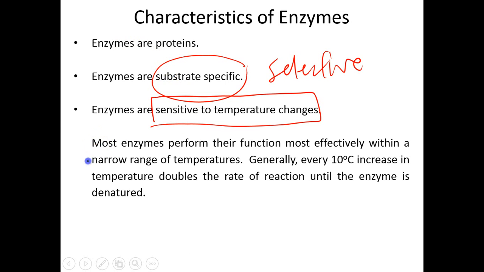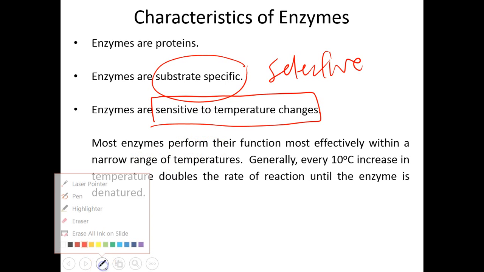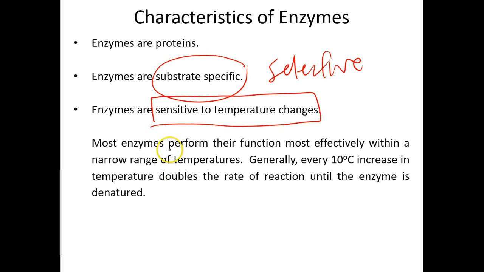And as a result, because they are made of proteins, most of them function most effectively within a narrow range of temperatures, and generally this is about body temperature, and with every 10 degrees increase in temperature, the rate doubles until the enzyme is denatured. When we say that the enzyme is denatured, it means that it can no longer behave like a catalyst because it has lost the configuration of the active site.